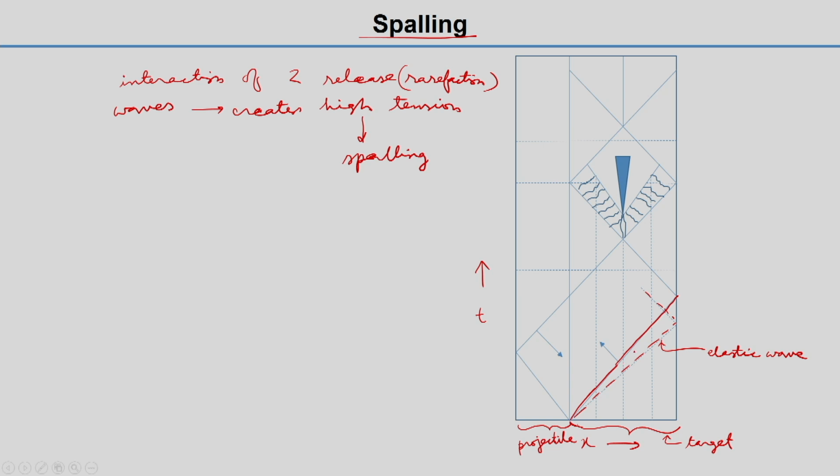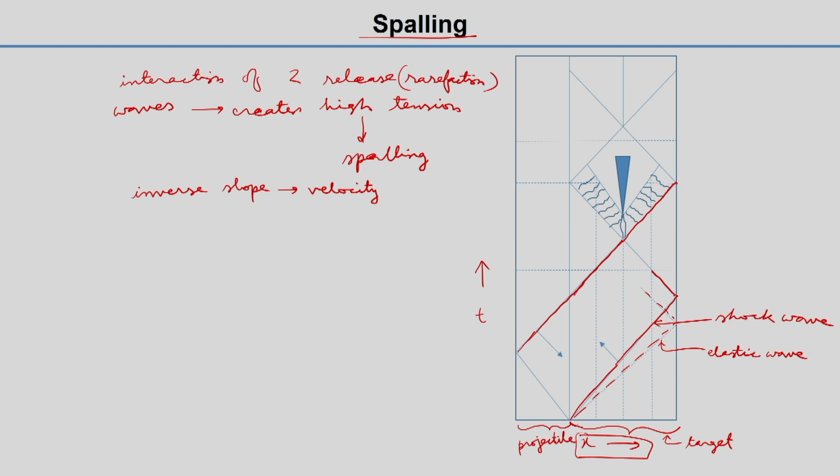As you can understand, even earlier we discussed the inverse slope gives the velocity, because time is on the y-axis and x is on the horizontal axis. So the elastic wave will have higher velocity than the shock wave, because the slope of the elastic wave is less. Then this is the release wave, the rarefaction wave produced from the back surface of the projectile.